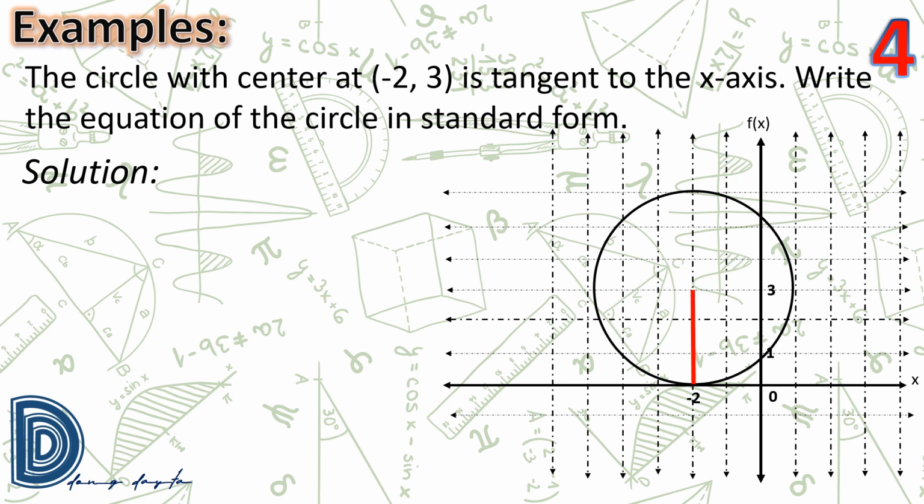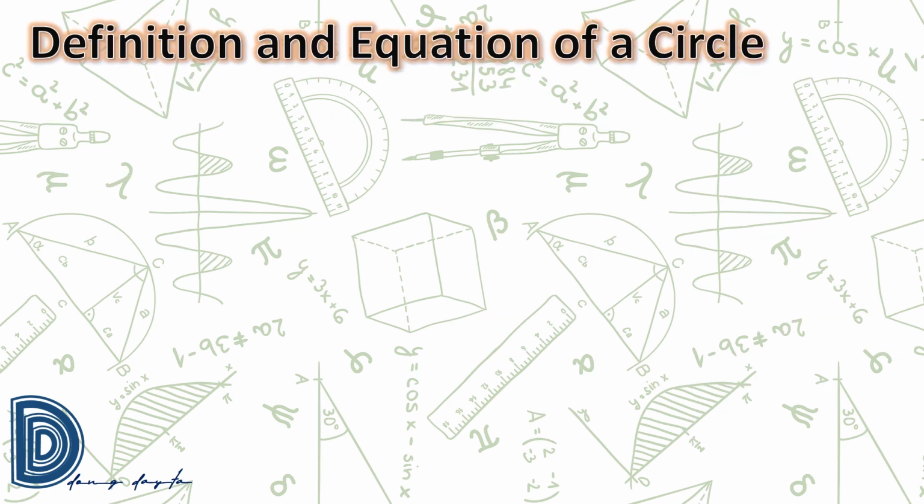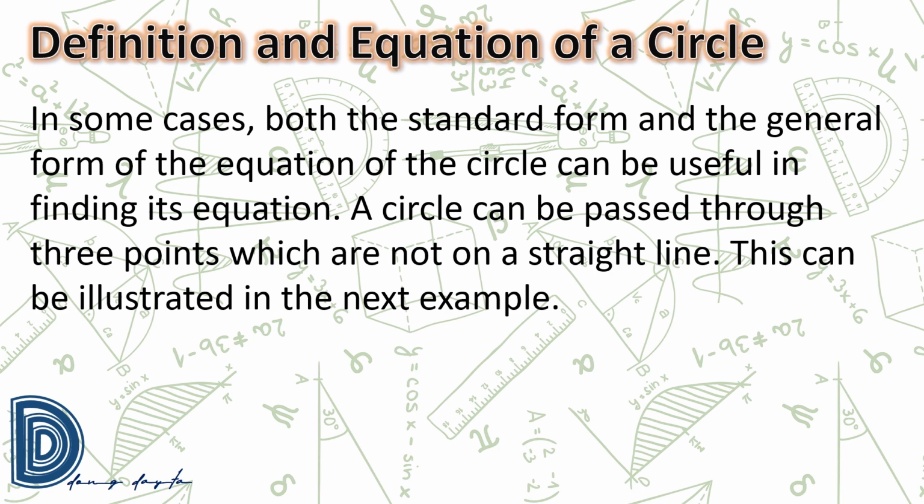So we substitute the coordinates of the center and the length of the radius to the standard form of the equation of the circle. We get x plus 2 squared plus y minus 3 squared equals 9. In some cases, both the standard form and the general form of the equation of the circle can be useful in finding its equation. A circle can be passed through 3 points which are not on a straight line. This can be illustrated in the next example.